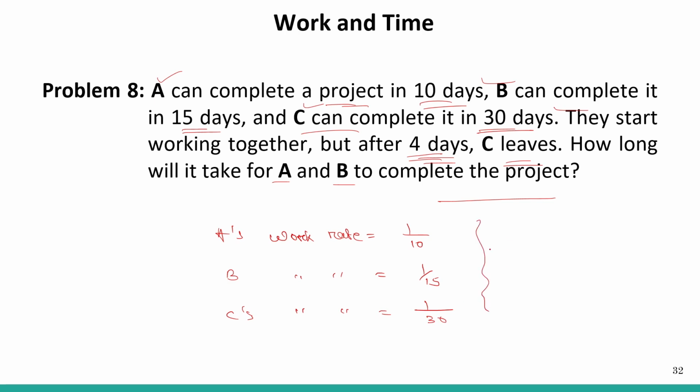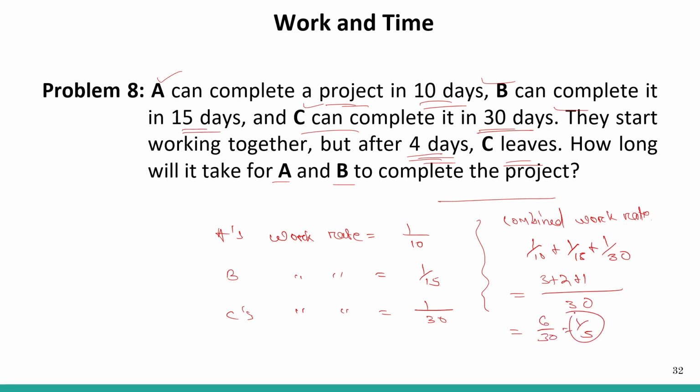So their combined work rate is equal to 1 by 10 plus 1 by 15 plus 1 by 30, right? So this is equal to, over 30, 3 plus 2 plus 1. So this is 5 plus 1, which is 6 by 30, equal to 1 by 5. So 1 by 5 is their combined work rate, this much of the project per day.